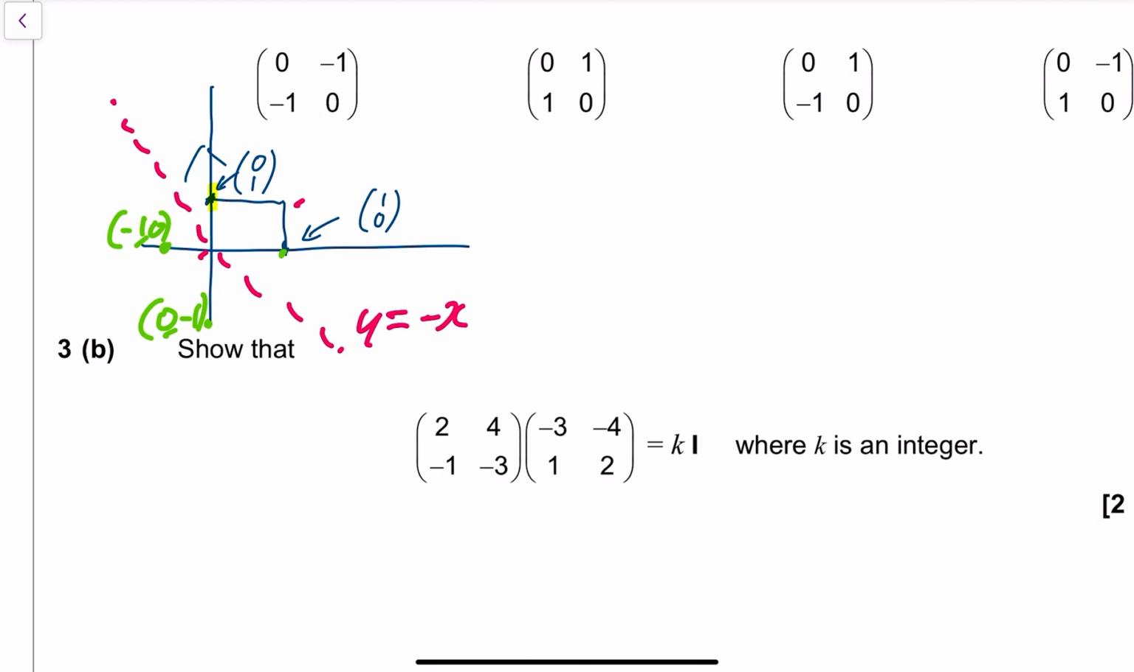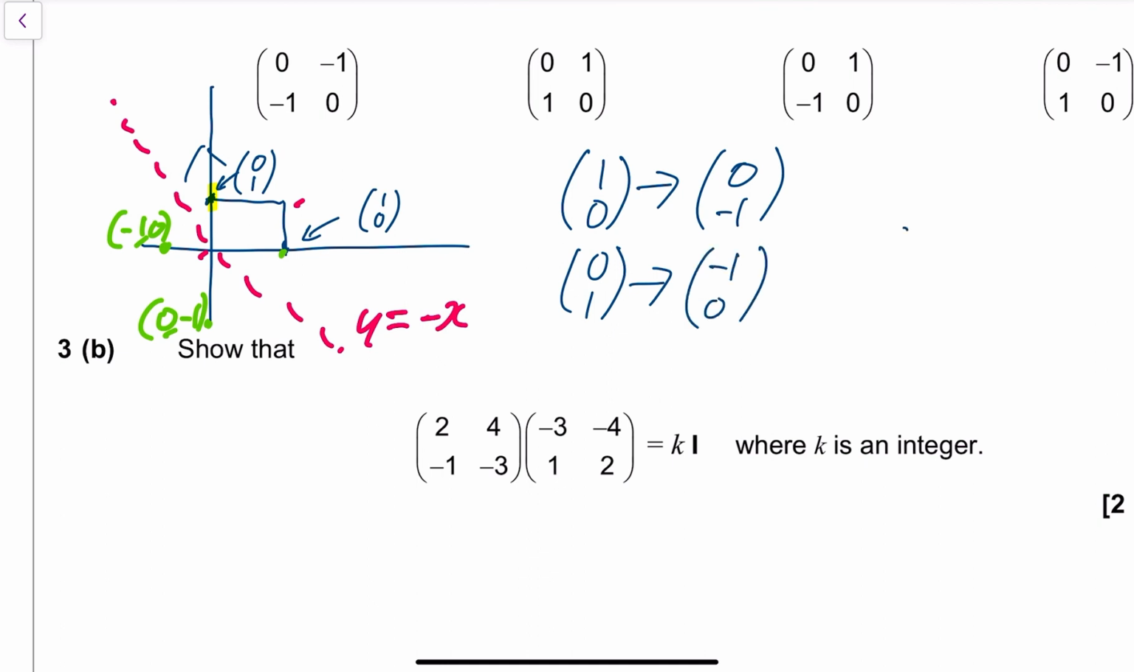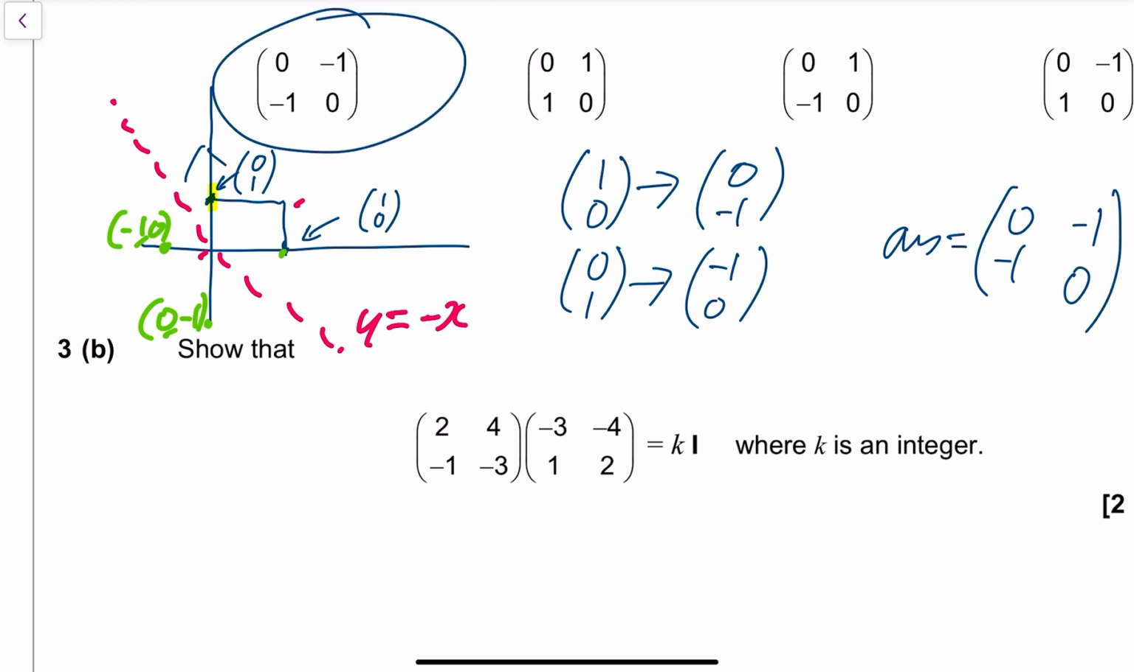So to find what the transformation matrix is, you need to see where 1, 0 goes to and where 0, 1 goes to. And then you push those two columns together. So 1, 0 became 0, minus 1. 0, 1 became minus 1, 0. So my answer is push those together, 0, minus 1, and minus 1, 0. So it is the first one.